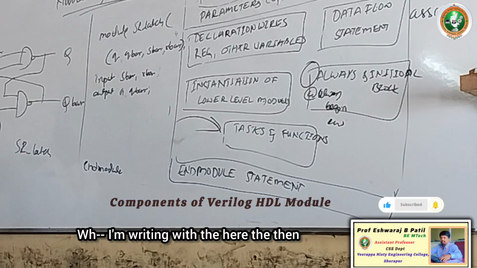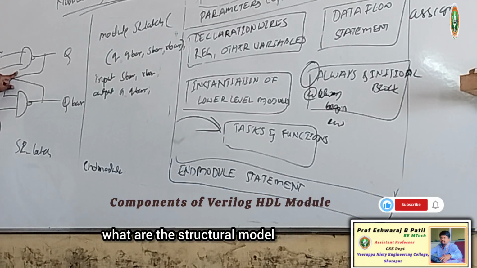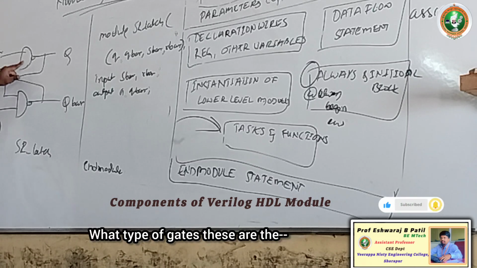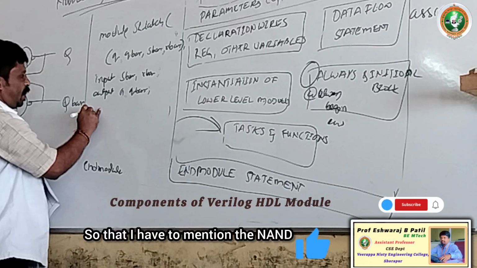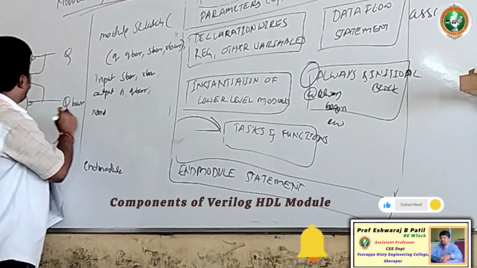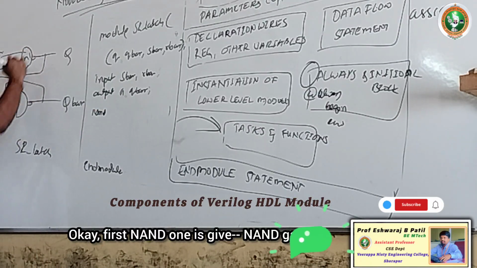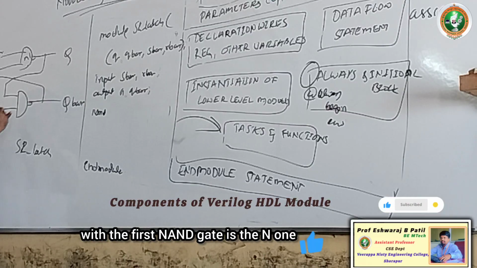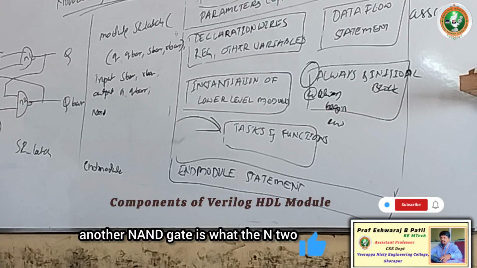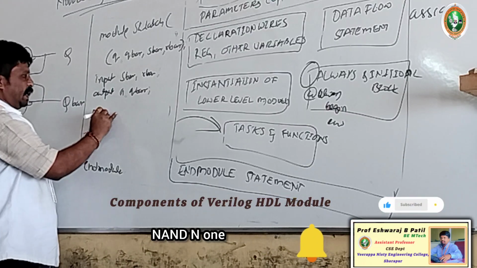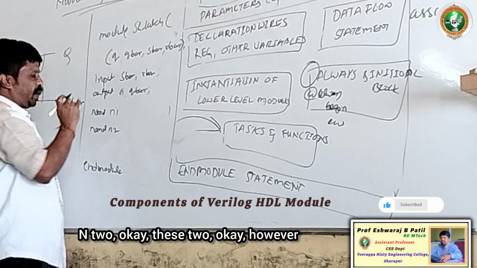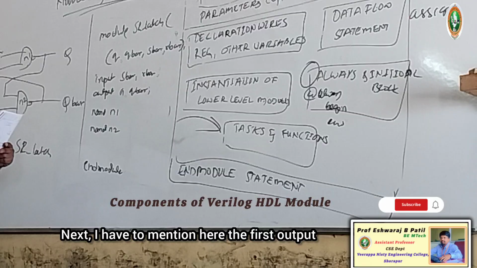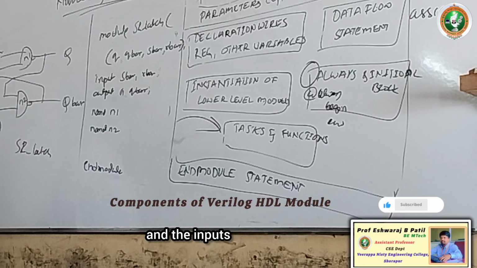I am writing it with the structural model, or gate level model. What type of gates are these? The AND gate or NAND gate? NAND gate. So I have to mention the NAND. The first NAND gate is N1, and the other NAND gate is N2. We have to give the names: NAND N1, NAND N2. Next I have to mention the first output and the inputs.